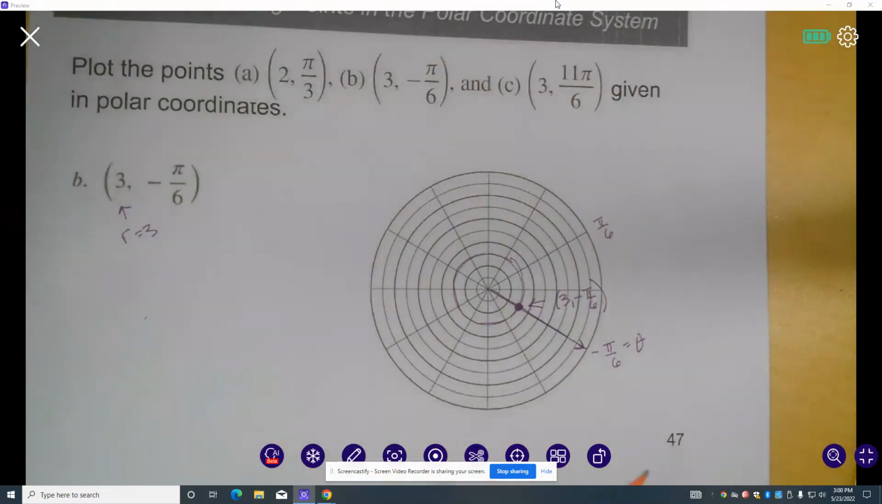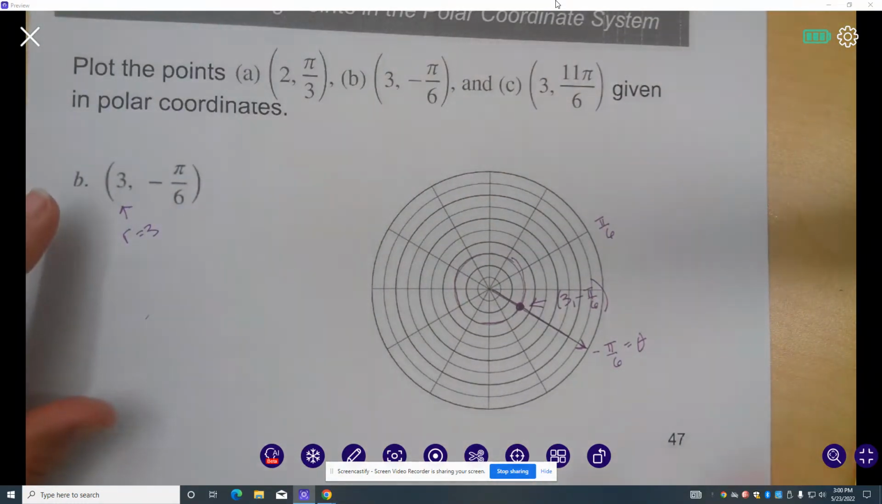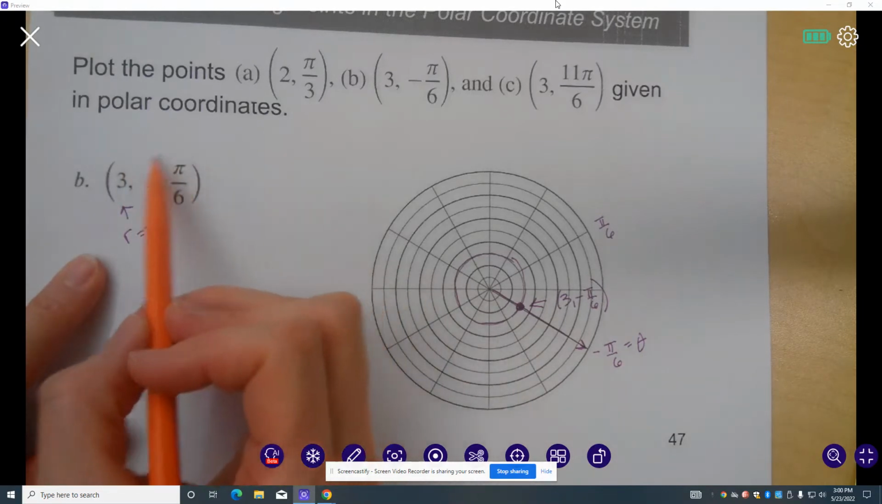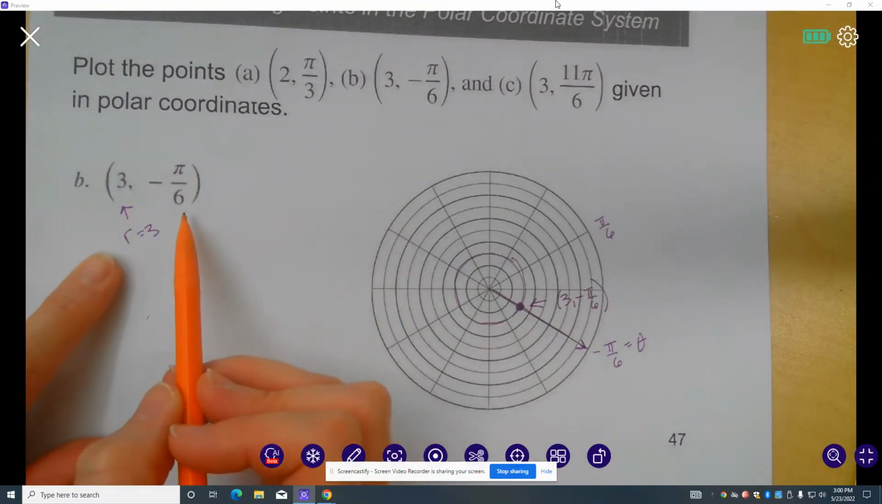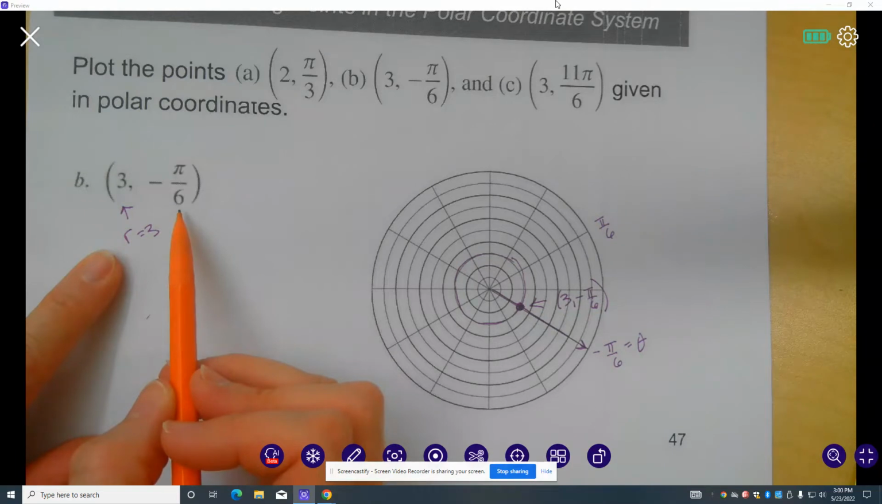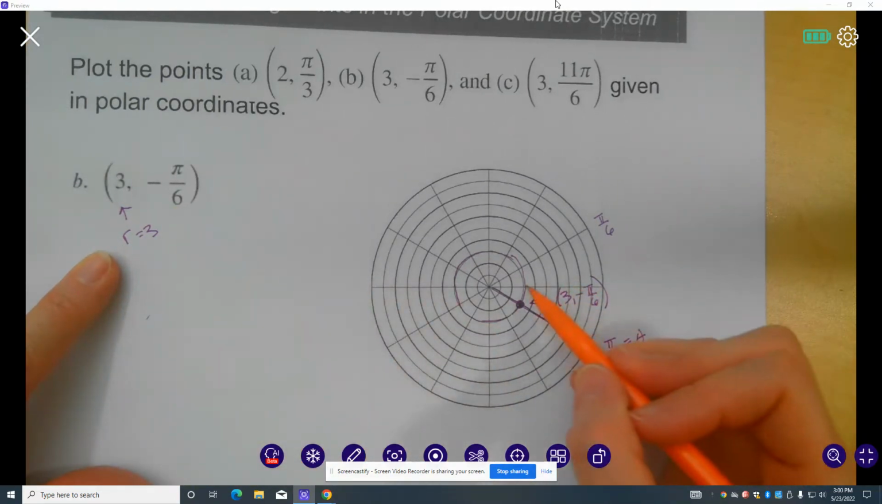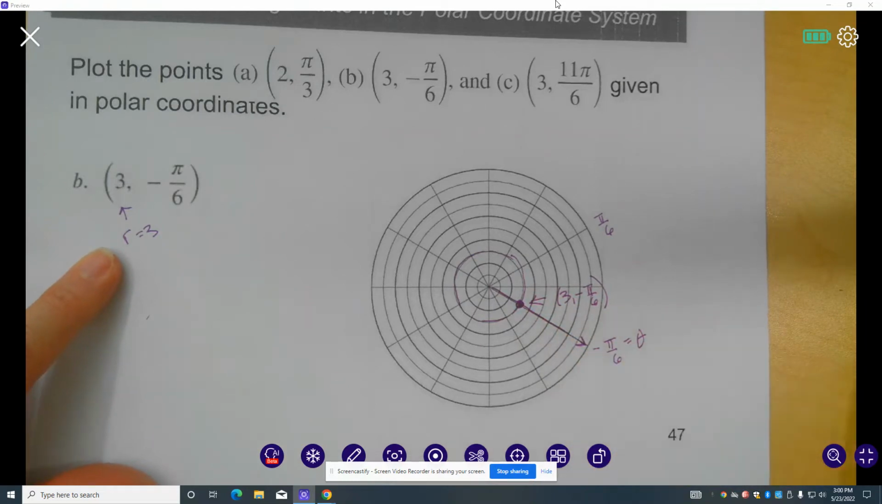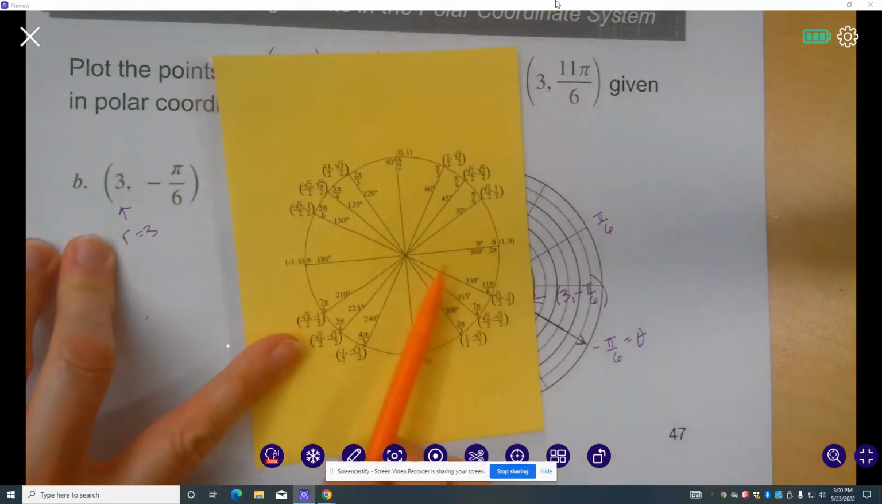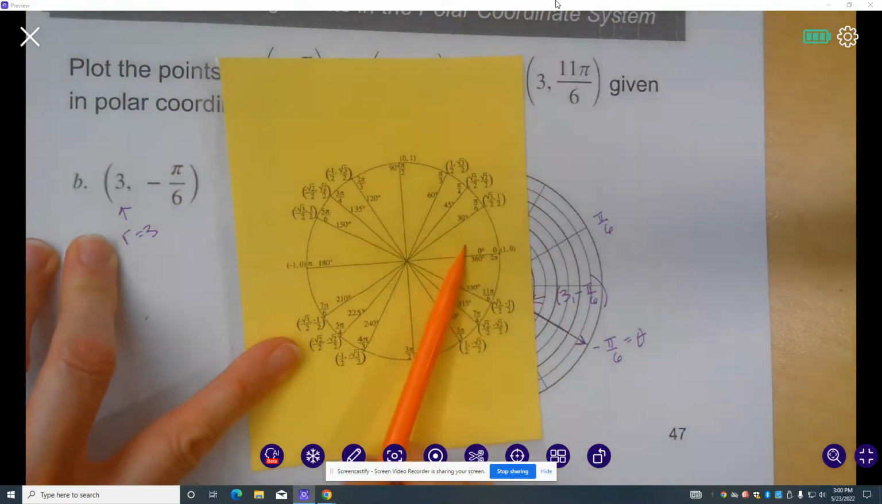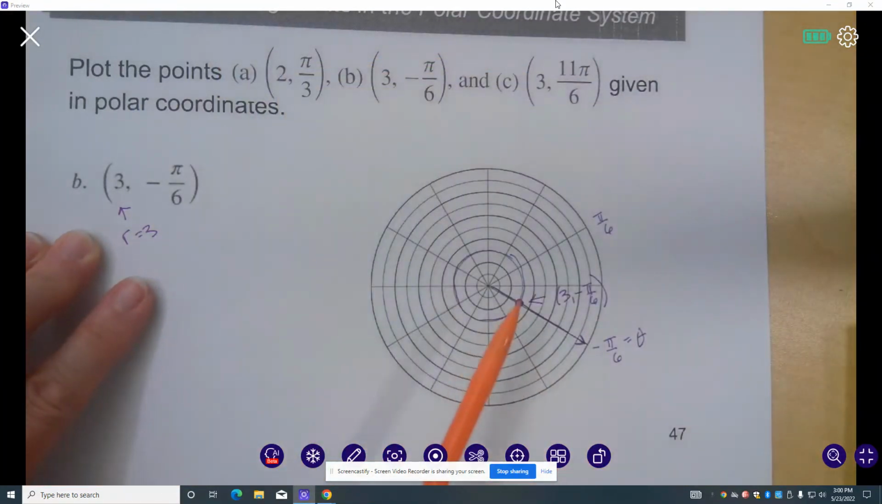All right, now B, I would do these on a separate graph for now while you're getting the hang of this. I always go to the angle first, even though it's the y value. So I think on the unit circle, where is negative pi over 6? Negative pi over 6 is right here. If you forgot some of your unit circle stuff, start brushing up on it. This is positive pi over 6. This is negative pi over 6.